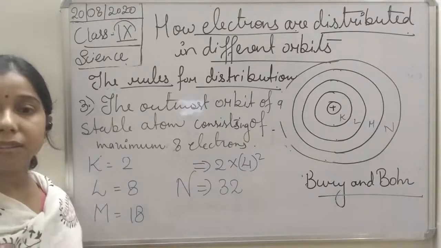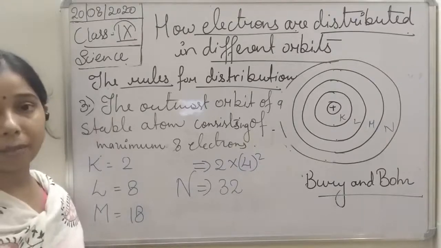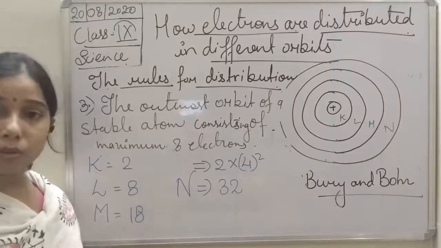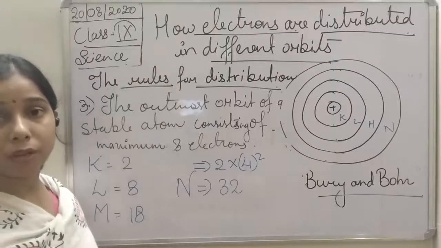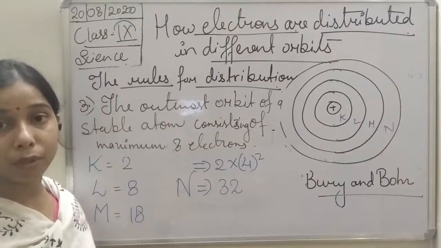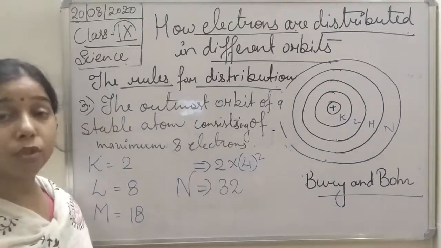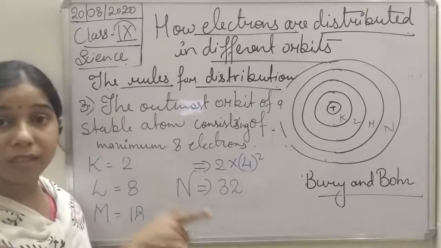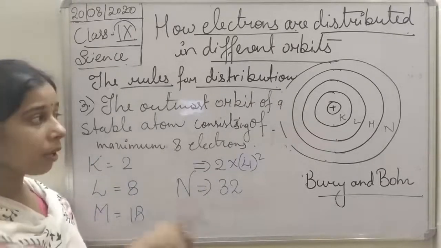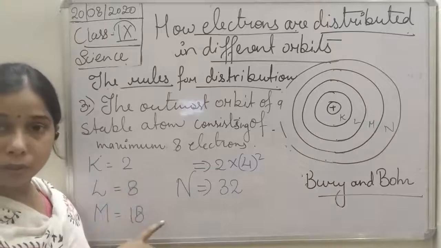So these are the different rules given by Bohr and Bury. Most of the time a question will be asked: what are the rules given by Bohr and Bury, or what is Bohr and Bury's scheme, students. So don't get confused. You have to write the rules which were given by them. Okay, you have to explain the rules.